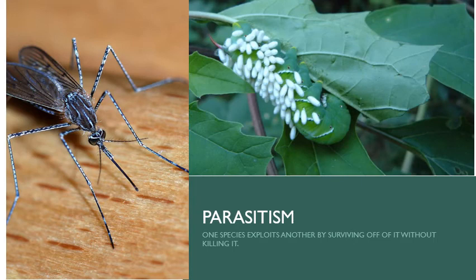Parasitism. One species exploits another and survives off of it, but it doesn't kill it. Mosquitoes survive off of your blood. They use it to nourish their offspring. They don't kill you, though. If they killed you, there'd be no more blood to get. They would die off. Here we've got a tomato hornworm being devoured by parasitic wasps. These are the wasp larvae after they've crawled out of the caterpillar.